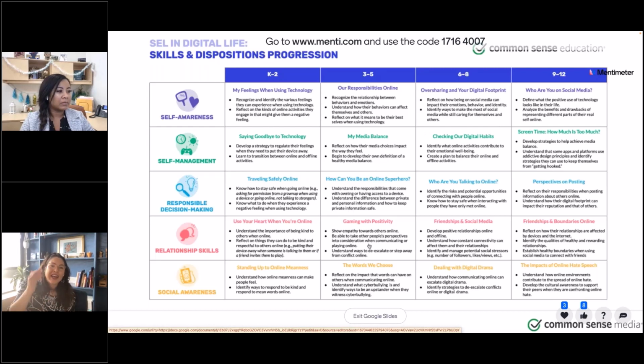Gaming with positivity. I know a lot of your students are on Scratch, right? And they're making games on Scratch. Can they think about the ways in which some of these skills, like showing empathy toward their fellow game players, apply? Are they able to create games that take other people's perspectives into consideration? So these are the kinds of SEL skills that you'll need if you are building a game, or if you are building a program of some kind to do what you need.